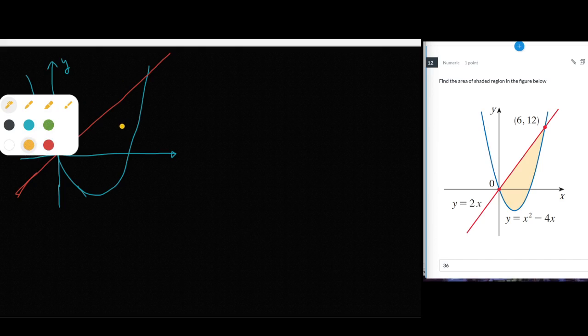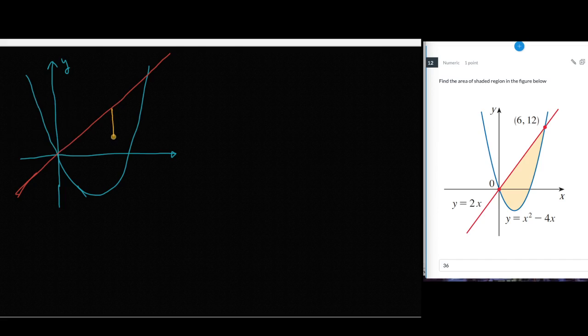So imagine I'm slicing this region by vertical lines. Then I'm going to get these cross sections. Here's one cross section. It's a vertical line segment that begins on the blue parabola and ends on the red line. It has a certain length. So when we refer to the length of the cross section, we refer to the length of such an interval.